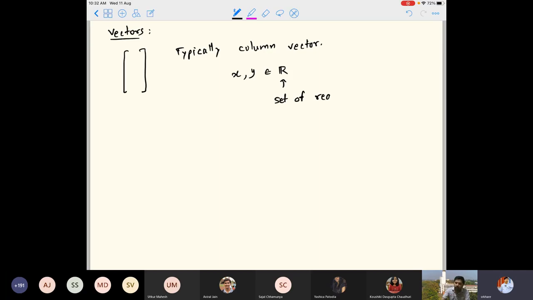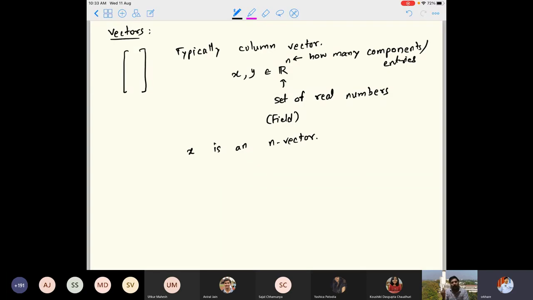Okay. For those who are introduced to more advanced concepts, you know that this is actually a field. It has certain algebraic properties. So this is the field of real numbers, and I will denote an n here. This n denotes how many components or entries there are in a vector. So typically x belongs to Rn. I will also sometimes say x is an n vector, meaning there are n entries in the vector.